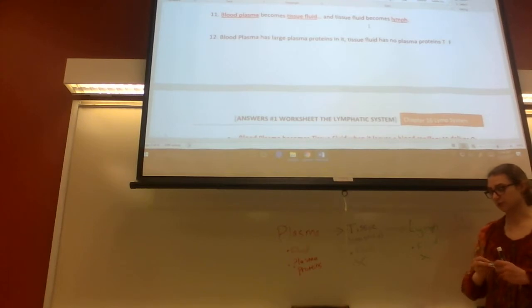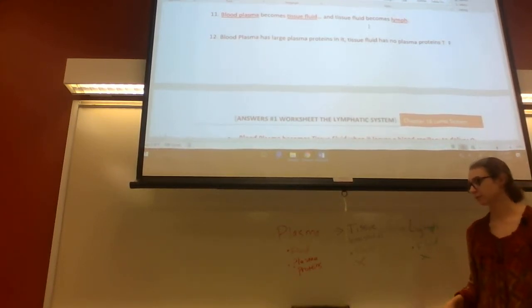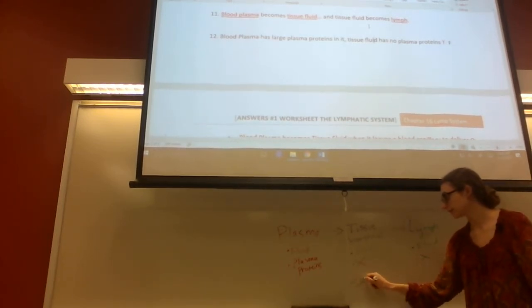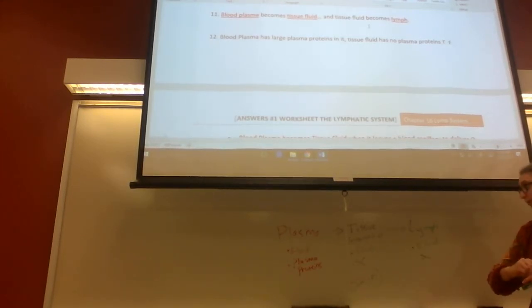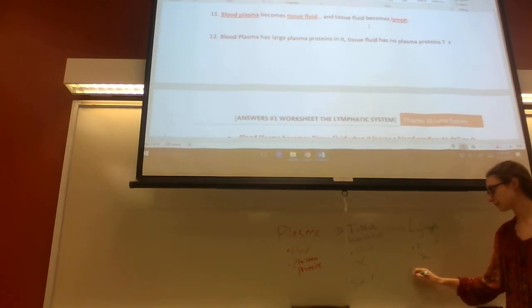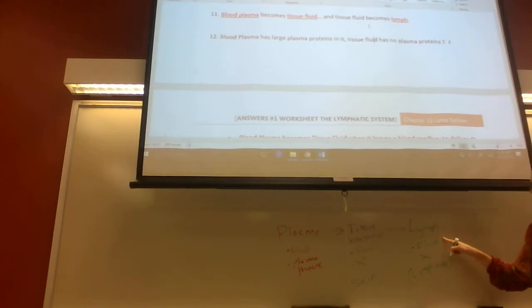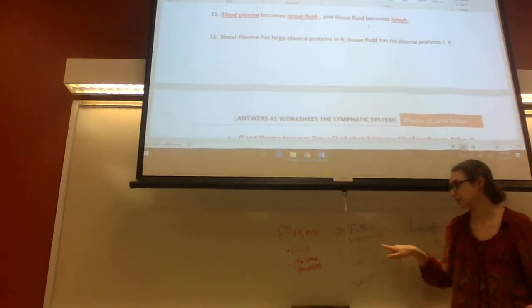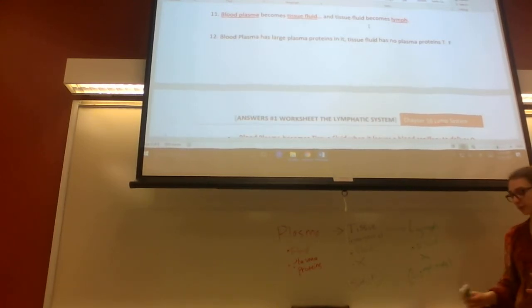When it's in your tissues, let's say your skin, it's called interstitial fluid because it's in your tissue. When it's in your lymphatic system, your lymph nodes or your lymph capillaries, it's called lymphatic fluid. So the big takeaway is plasma proteins, and that the only difference between these two is the name, which depends on location. The fluid is the same.